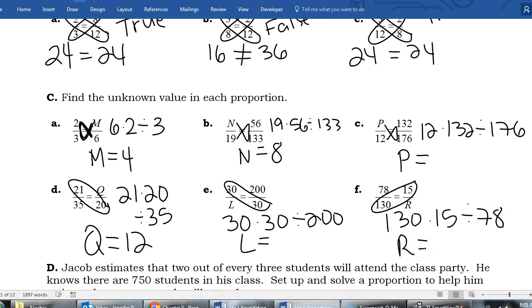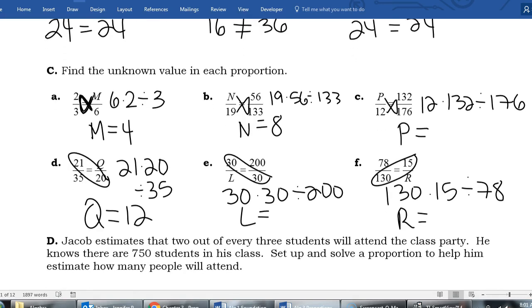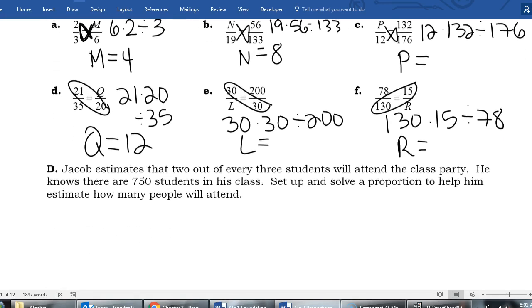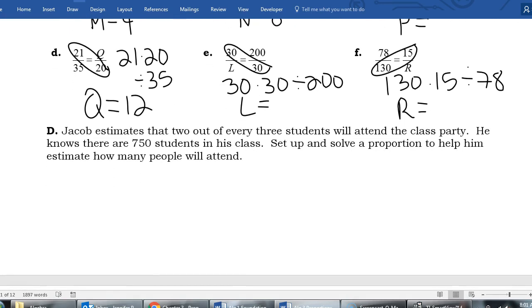And I have one final example down here. We have a word problem. Letter D says, Jacob estimates that 2 out of every 3 students will attend the class party. He knows there are 750 students in his class. Set up and solve a proportion to help him estimate how many people will attend.